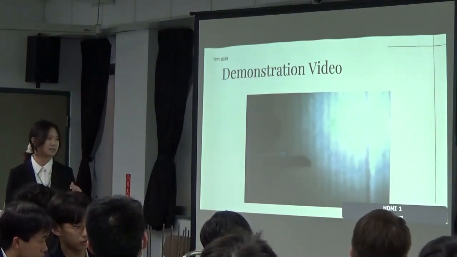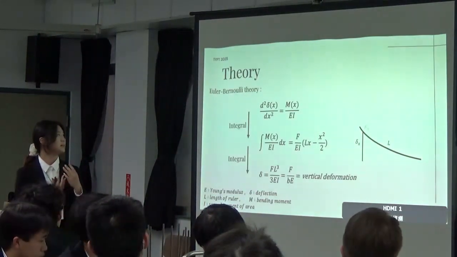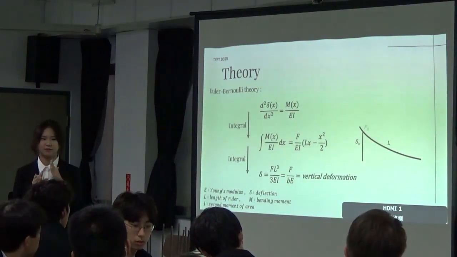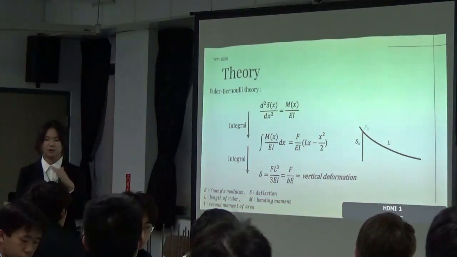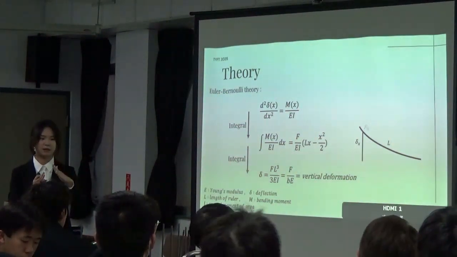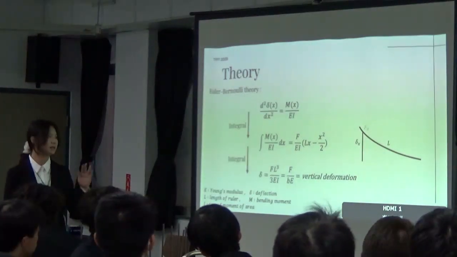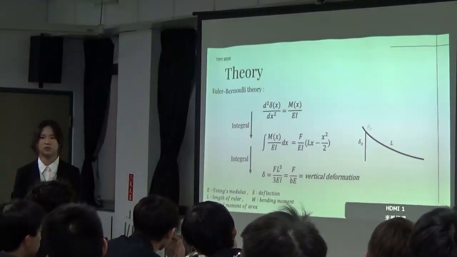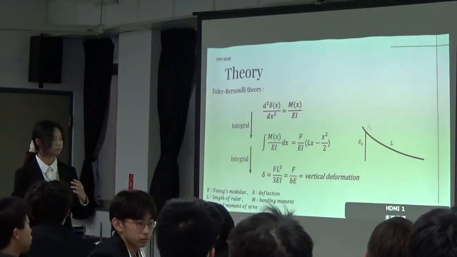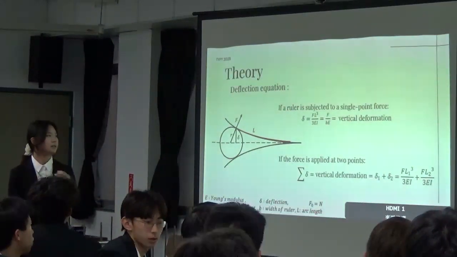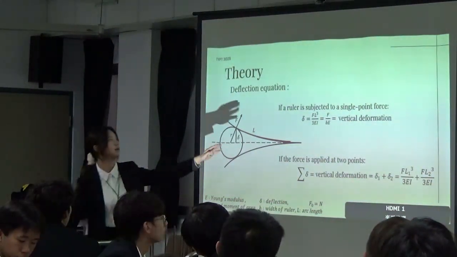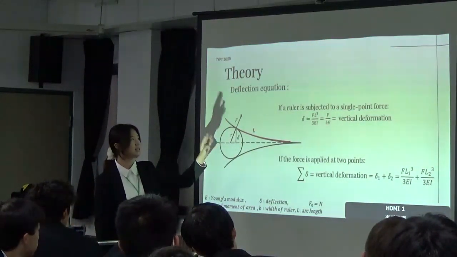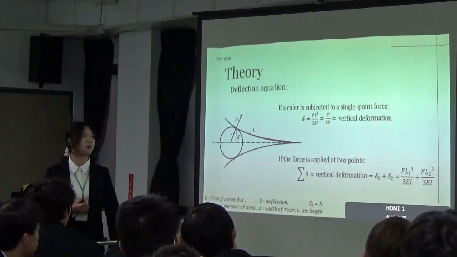The projectile will eject forward. And here's the theory. Because the ruler is elastic, we need to consider the deflection and the Young's modulus, and the bending moment. After two times of integration, I can get a deflection, which represents the vertical deformation of the ruler. And the last equation is from here. That equation represents the ruler being subjected to a single point force.